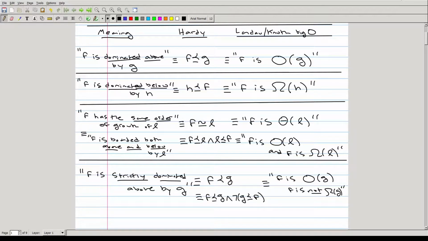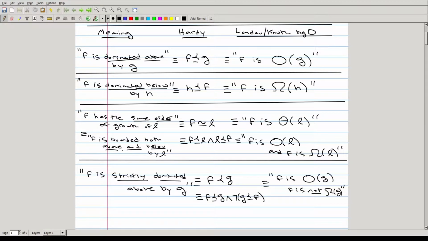So what we want to do now is continue our discussion of various orders of growth and domination. We've already seen with the examples that I've shown that we have very different meanings for the notation that f is dominated above by g, compared to the notation for f is dominated below by h, compared to the notation that f has the same order of growth as some function L, which is that f is dominated above both by L and dominated below by L as well. And that's different than f is strictly dominated above by g.